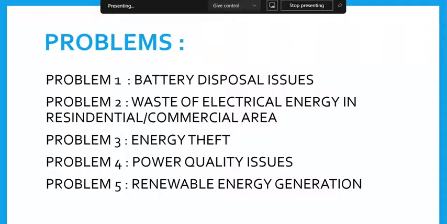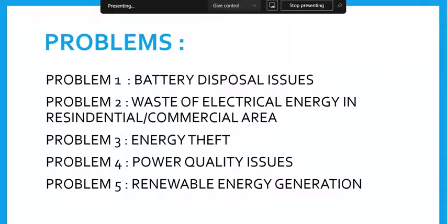When batteries are improperly disposed of, it leads to water pollution and air pollution. When they are disposed of in landfills, chemicals are soaked by the soil and pollute the groundwater. Somewhere we have to stop all this. So because of this, we consider this problem.